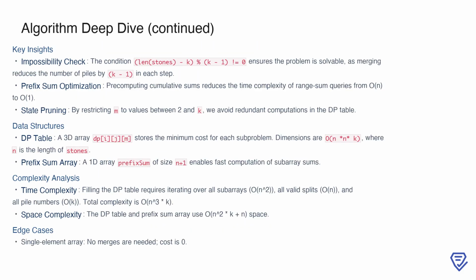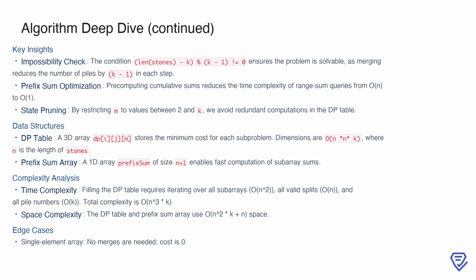To better understand the mechanics, there are a few key insights to consider. First, the condition (len(stones) - 1) % (k-1) == 0 ensures that merging into k piles is feasible, as each merge reduces the number of piles by k-1.